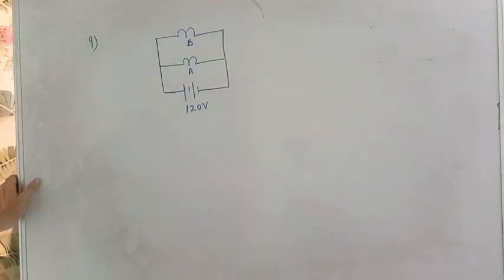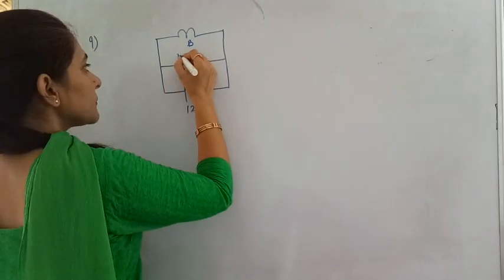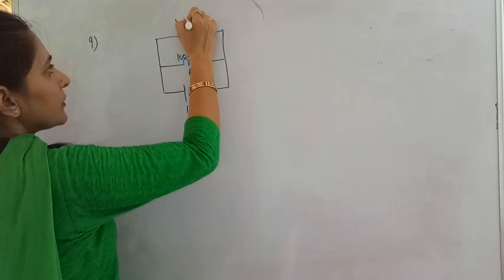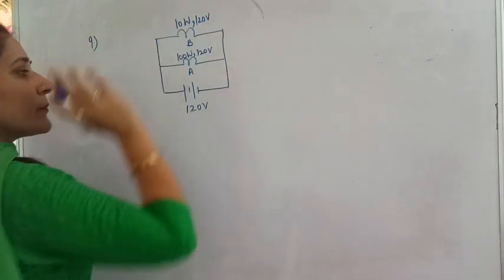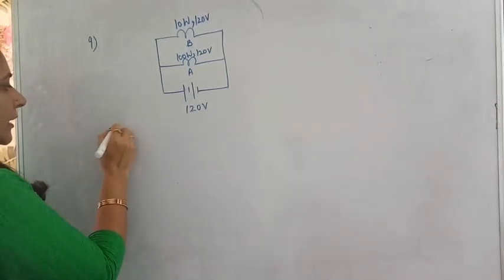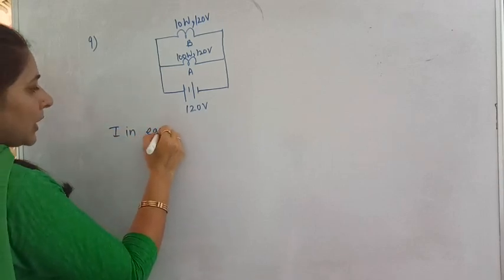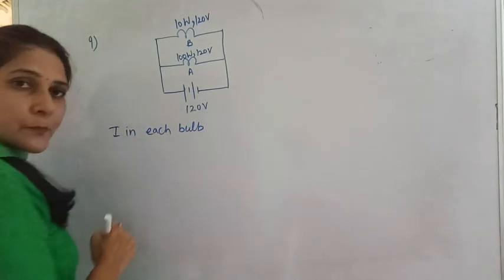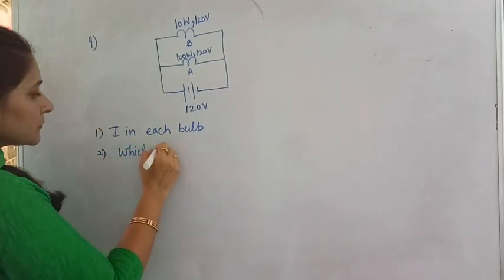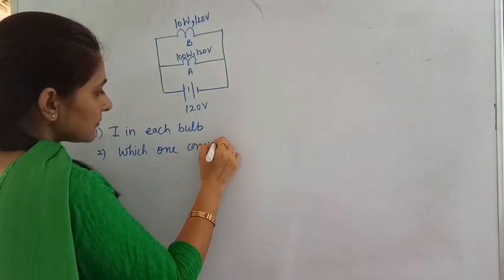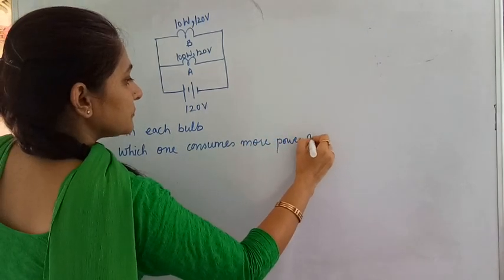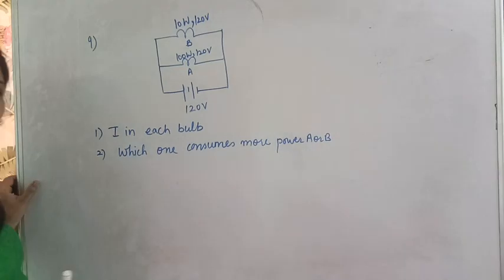For bulb A they have given you the power rating of 100 watt and 120 volt, similar to the previous question, and for bulb B they have given you 10 watt and 120 volt, similar to the previous one. Now in this question we have to find the current in each bulb. This is our first part, and in the second part, which one consumes more power, A or B.